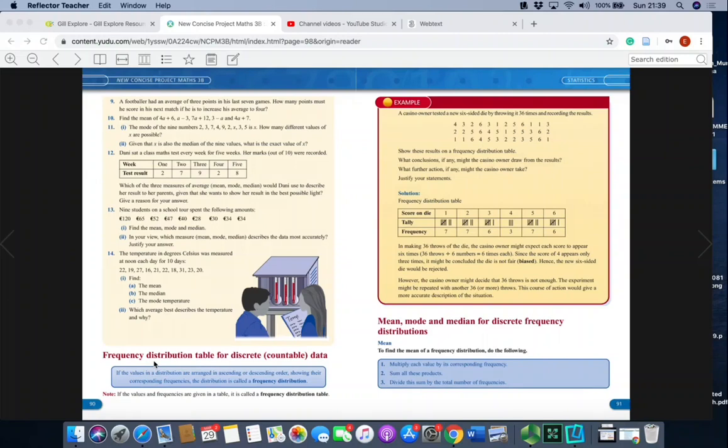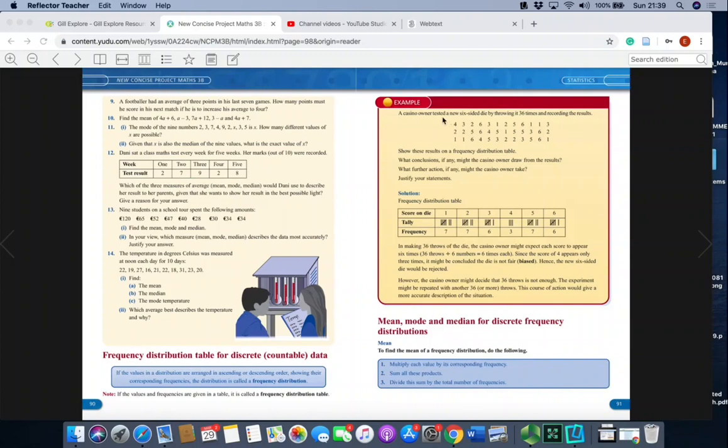Okay, let's go on to frequency distribution table then. So if the values in a distribution are arranged in ascending or descending order, showing their corresponding frequencies, the distribution is called a frequency distribution. If the values are given in a table, it's then called a frequency distribution table. So sometimes you get a question such as this example.